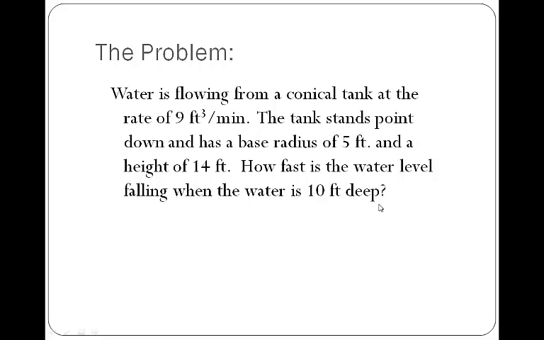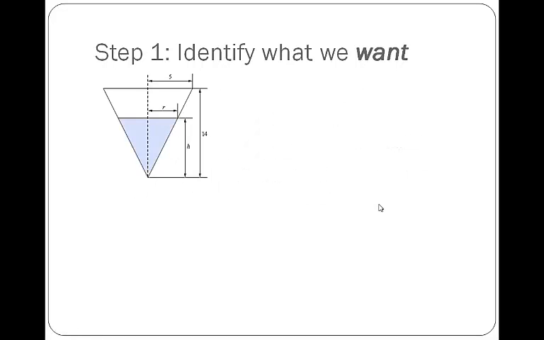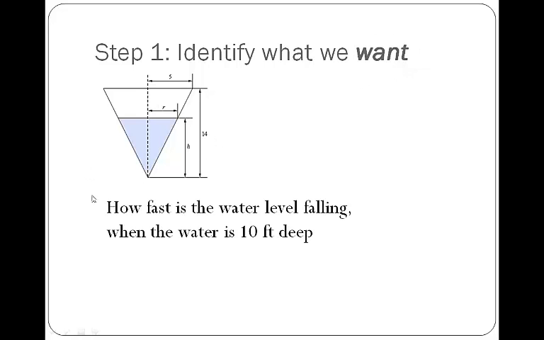So the first thing we want to do is identify what we want. We need to figure out what it is that we're being asked to find. If you recall, the end of the problem said, how fast is the water level falling when the water itself is 10 feet deep? So, okay, we need to consider this picture here. The water level would basically be this value of h. That's the height of this similar cone formed by the water in the tank, also the level of water in the tank.